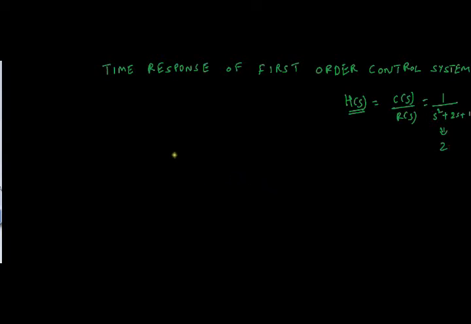Okay. In this case, we are studying first order control system. So let's write the transfer function of first order control system. This C(s) upon R(s), output upon input, since it is first order, is 1 upon s into any constant tau plus 1. Okay. So this is the first order control system, and we can draw the block diagram for this.